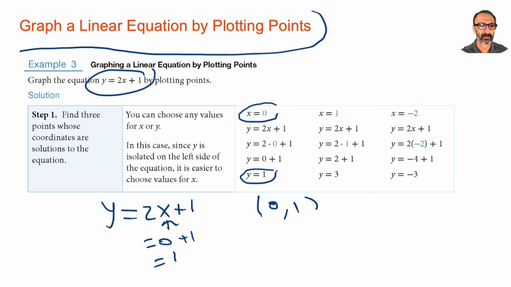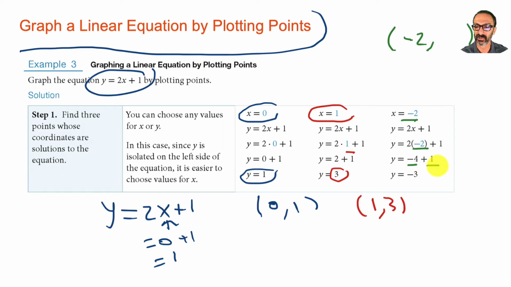And if you try x equals 1, as they say, you plug in 1 for x. 2 times 1 is 2 plus 1 is 3. So that's 3. And let's try in a different color. If you try for the last column, let's go up here, negative 2 for x, you plug it in. 2 times negative 2 is negative 4. Negative 4 plus 1 is negative 3. So now you have 3 points to be on the safe side.